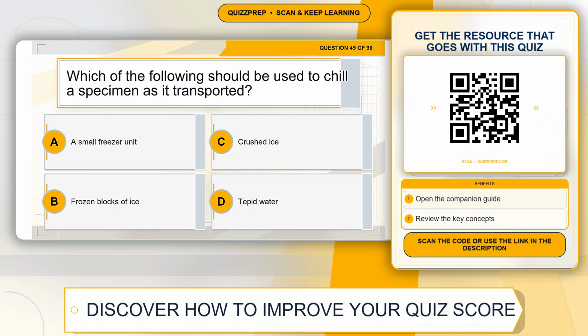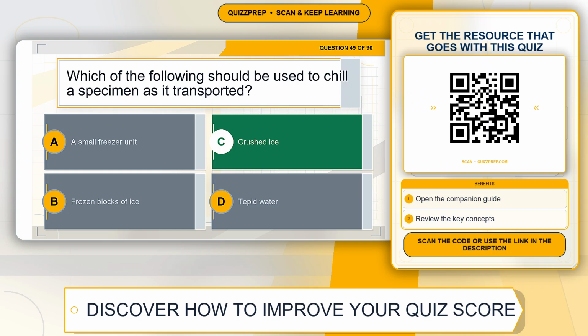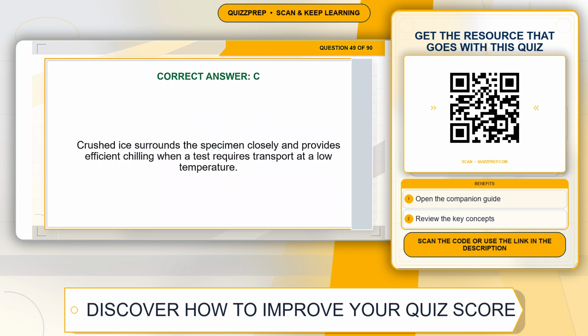Question 49. Which of the following should be used to chill a specimen as it is transported? Option A, a small freezer unit. Option B, frozen blocks of ice. Option C, crushed ice. Option D, tepid water. The correct answer is option C, crushed ice. Explanation. Crushed ice surrounds the specimen closely and provides efficient chilling when a test requires transport at a low temperature.